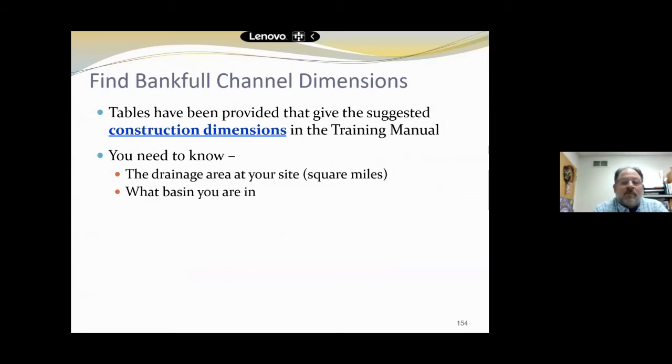So we need to find the bank full channel dimensions. The tables have been provided that suggest the construction dimensions in the manual that we have put together that complements this program. So what do we need to know? We need to know the drainage area, the size of the drainage area in square miles of the basin that we are located in.